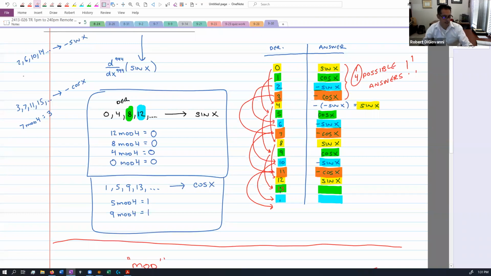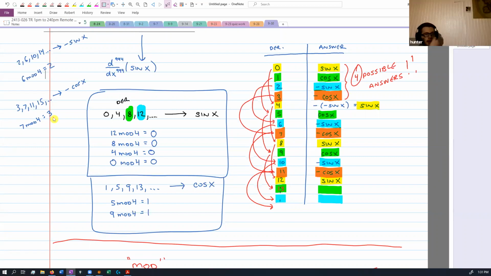If we do any of these numbers, 6 mod 4, we get 2. You can check it for any of these. Take any of these and mod it 4, and you're going to get 2. Take any of these, mod it 4, you're going to get 3. Yay or nay? Yeah, that seems reasonable. So if I want the 994th derivative, then I just need to figure out what classification that number falls into when I mod it with 4. Does it spit out a 0, a 1, a 2, or a 3?